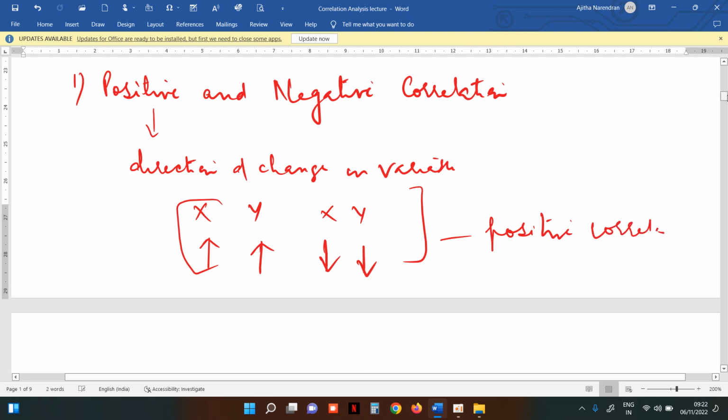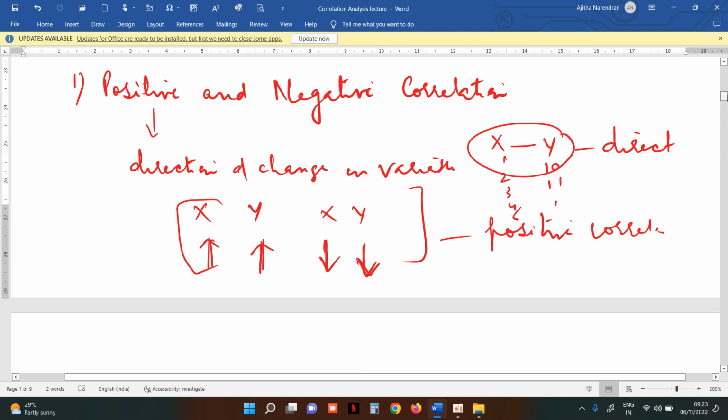You can see when x is increasing, y is increasing. When x is decreasing, y is decreasing. Simply, there is a direct relationship between x and y. When there is a direct or positive relationship between x and y, it is known as positive correlation. Like x values increasing 1, 2, 3, 4, 5, and y values also increasing like 10, 11, 12, 13, 14. Likewise, if one is decreasing, the other is also decreasing. It is a case of positive correlation.